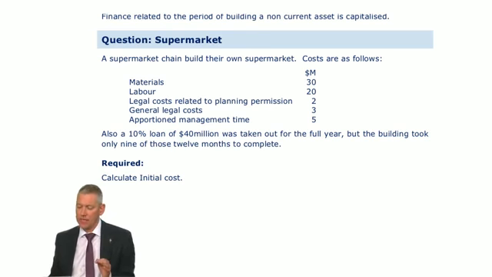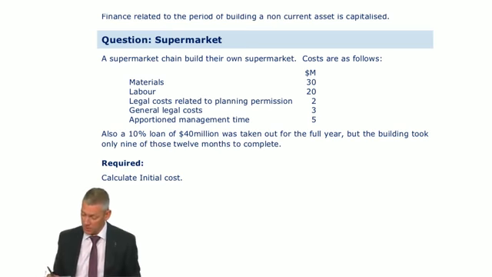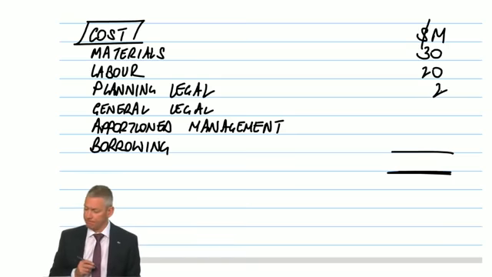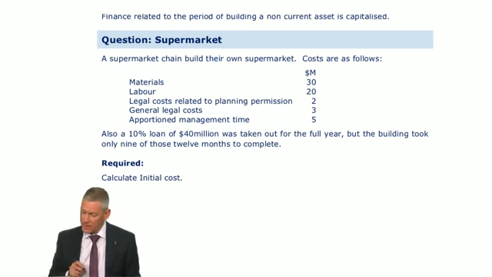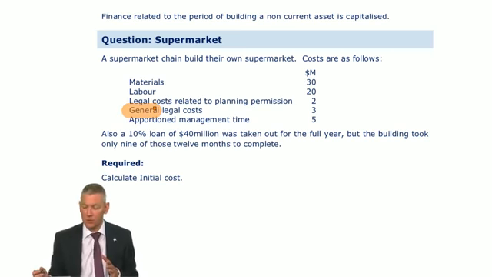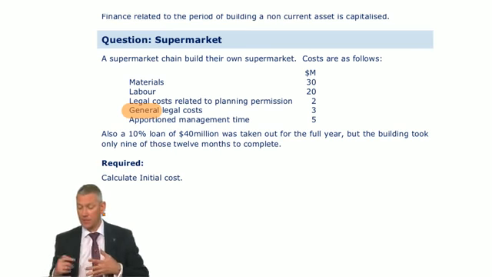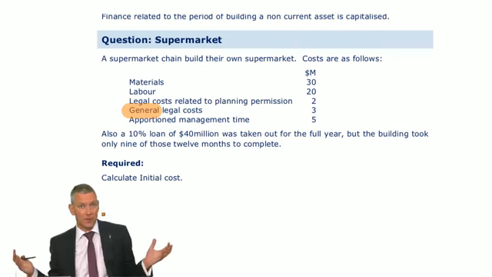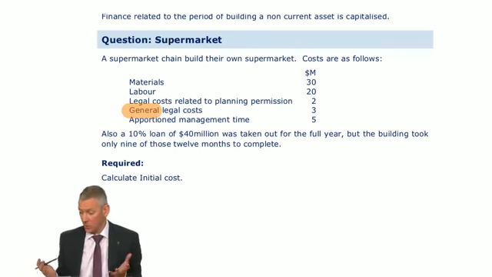The legal costs related to planning permission is presumably the planning permission for this particular supermarket. So yeah, if it's directly related, then we capitalise it. But the general legal costs, I mean, it's not really very clear exactly what the examiner means here, and that's part of the problem with the exam questions. You never really know for sure exactly what the examiner is getting at, but he does seem to be implying that these are just general legal costs right across the whole group. They maybe include things like collection of bad debts and all sorts of stuff.